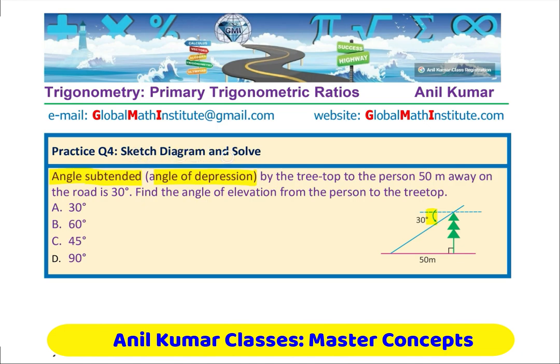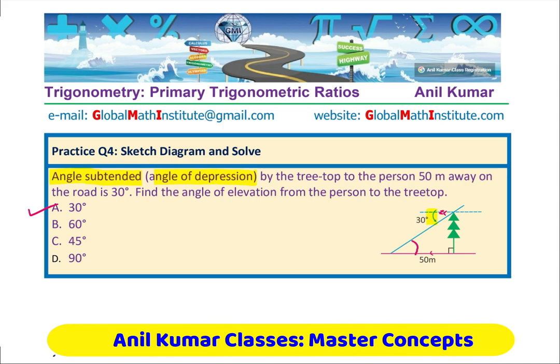So sketch diagram and solve. Well, this time I gave you the diagram. The angle subtended by the treetop to the person 50 meters away, so it's labeled in the diagram, is 30 degrees. Find the angle of elevation from the person to the tree. Well, angle of elevation is simple, right? Because these two lines are parallel, correct? And therefore, angle of elevation will be 30 degrees.